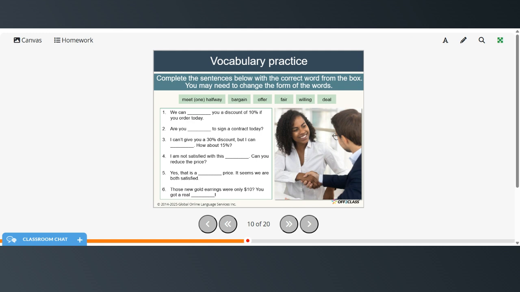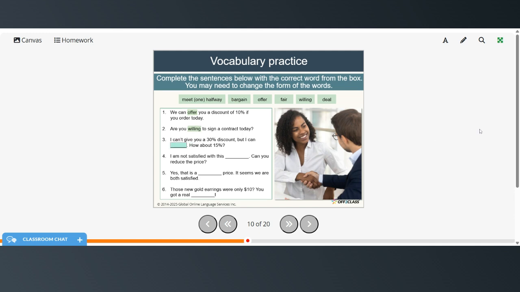Now complete the sentences with the correct word from the box. You may need to change the form of the words. So pause the video, try it on your own, and then restart when you're ready to check your answers. So we can offer you a discount of 10% if you order today. Are you willing to sign a contract today?